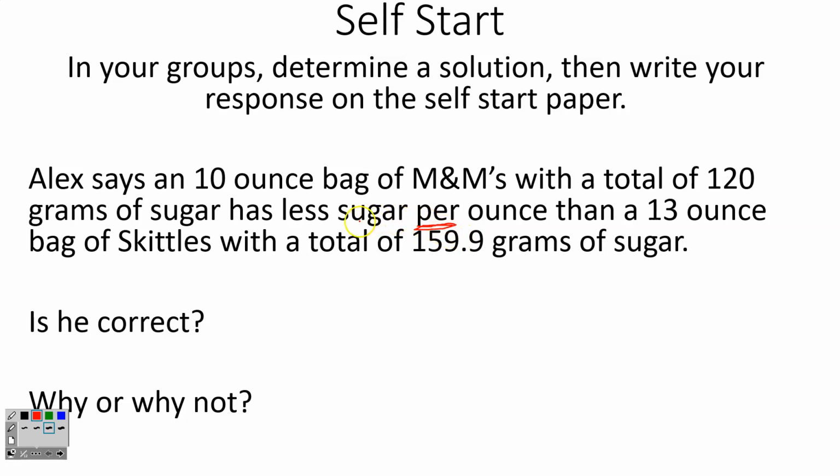We're going to be dividing the sugar by the ounces. Because it says sugar per ounce, I'm going to type in my sugar first. So that would be 120 divided by 10. It's my sugar divided by my ounces, and that gives me an answer of 12. So that's 12 grams per ounce.